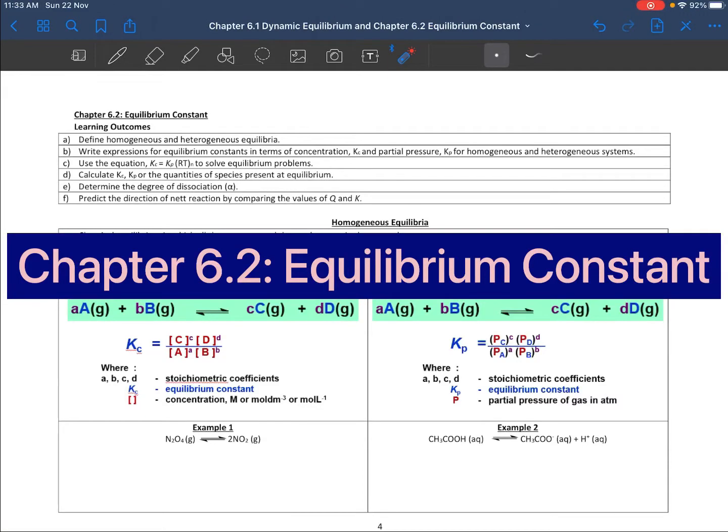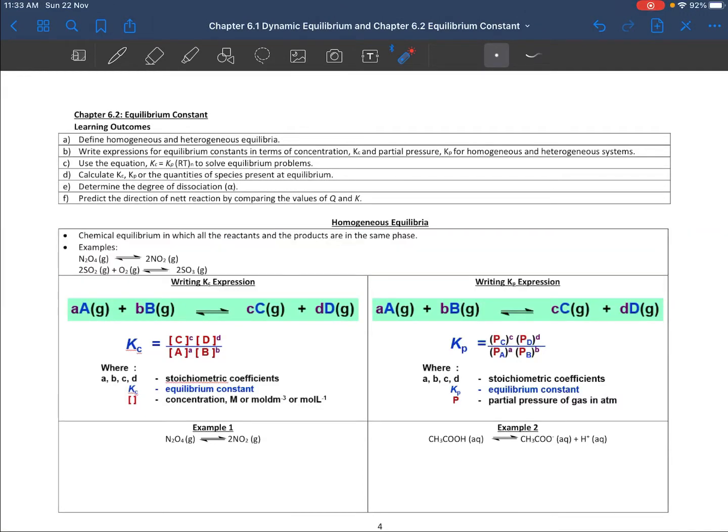Okay, so let us continue with chapter 6.2, Equilibrium Constant. Our learning outcome for chapter 6.2 ni dia agak panjang lah. The first one, you should be able to define homogeneous and heterogeneous equilibria. Second, you should be able to write expression for equilibrium constant in terms of Kc and Kp, partial pressure, for homogeneous and heterogeneous system. Miss akan cover video ni untuk learning outcome A and B sahaja dulu. C, D, E, F dalam video-video yang seterusnya lah.